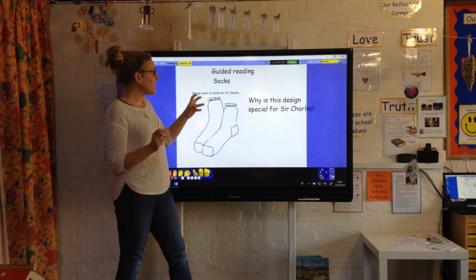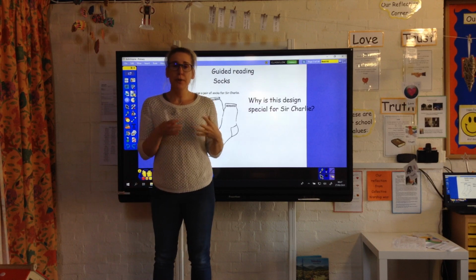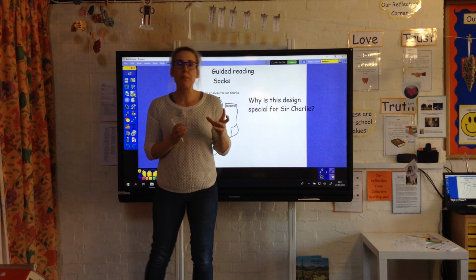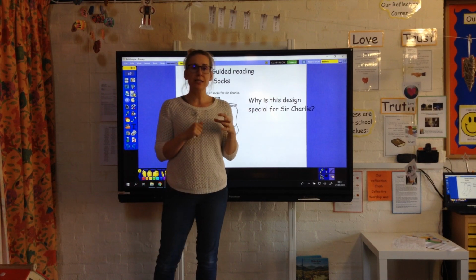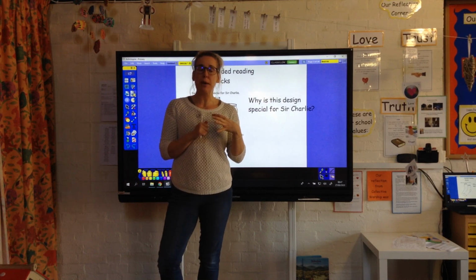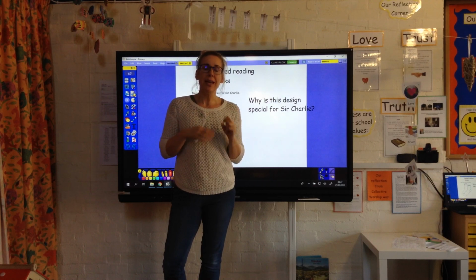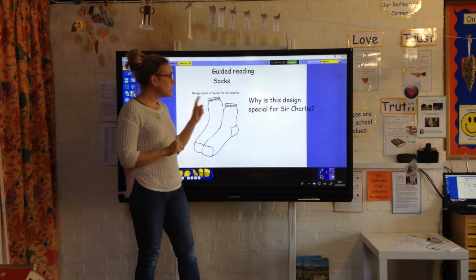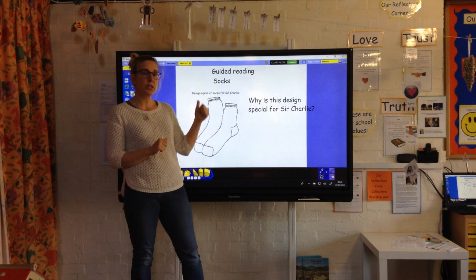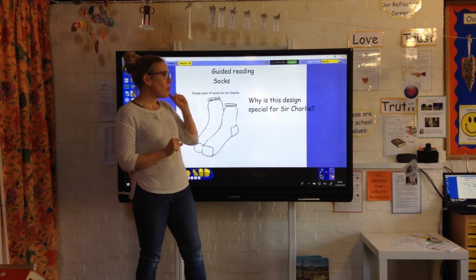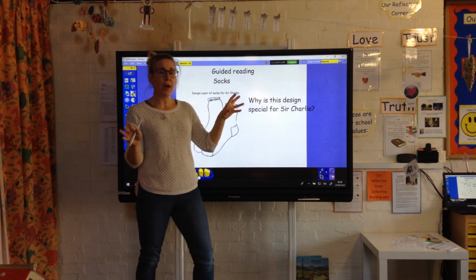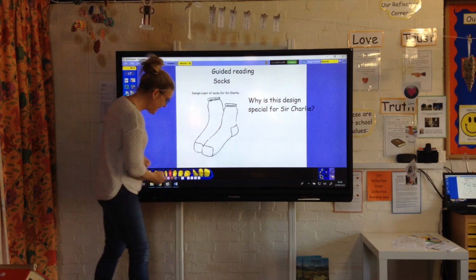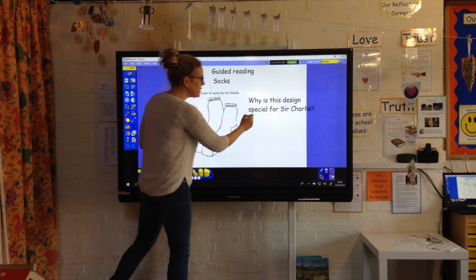Now, our guided reading activity today, in your pack, you have got a picture of some socks. What I'd like you to do, if you think about that last story, Sir Charlie Stinky Socks and the Tale of the Wizard's Whisper, in that story, Sir Charlie gets a new pair of socks. What I'd really like you to do today is to design a pair of socks for Sir Charlie. But when you're designing that, you can put whatever you want on there, but I do want you to think about why this design is special for Sir Charlie.